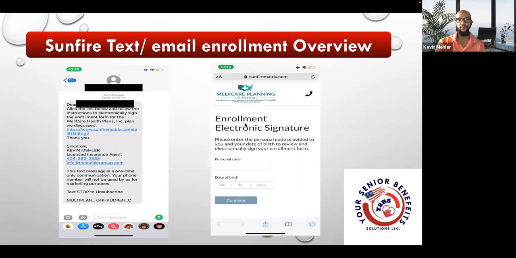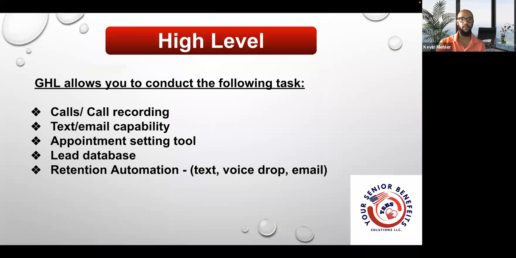And then basically for the enrollment signature, personal code, date of birth. So the system again will generate a personal code. They click continue, and that will then lead them to putting in their first name and last name and looking over the information. All right, we're going to do videos on that, so don't stress about it.